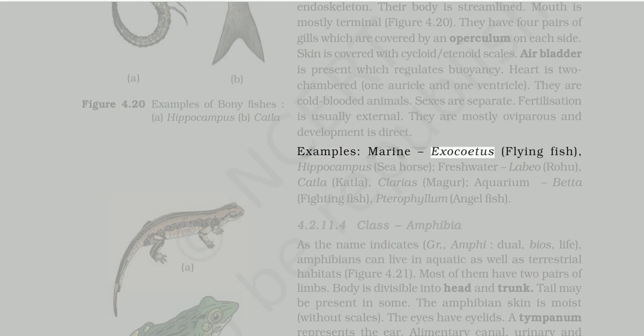Examples: marine, Exocoetus, flying fish, Hippocampus, seahorse; freshwater, Labeo, rohu, Catla, Clarias, magur; aquarium, Betta, fighting fish, Pterophyllum, angelfish.